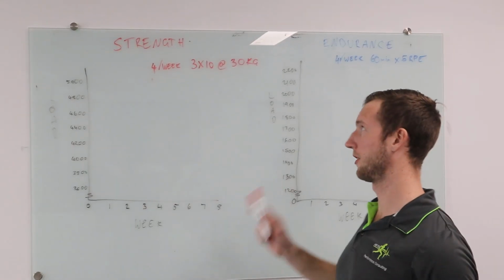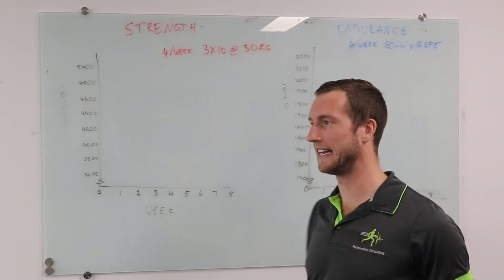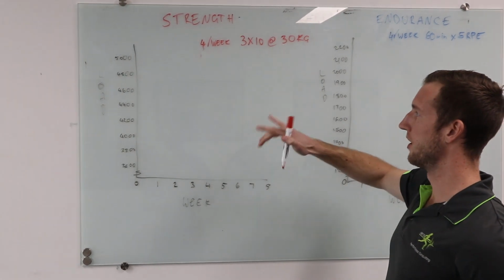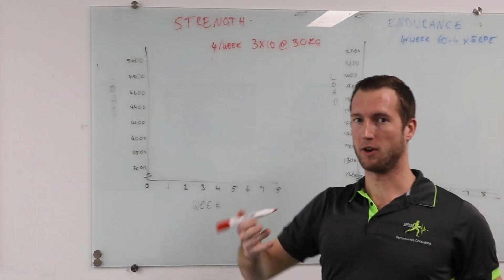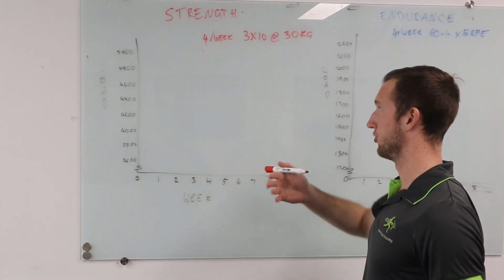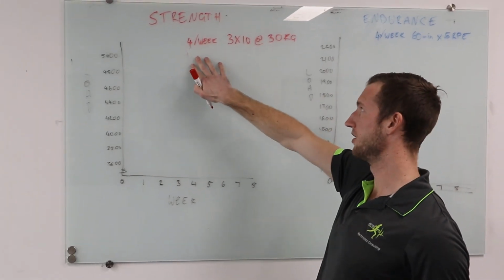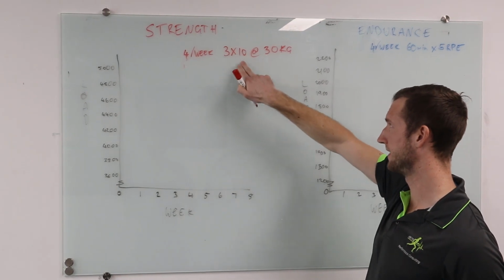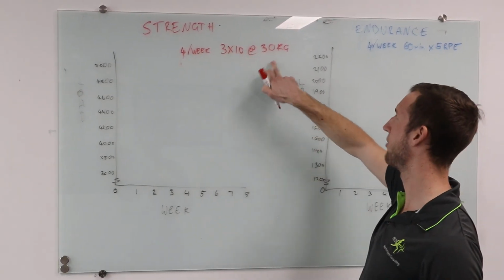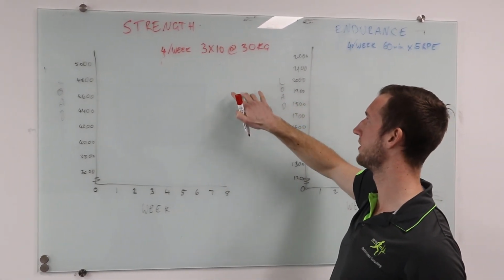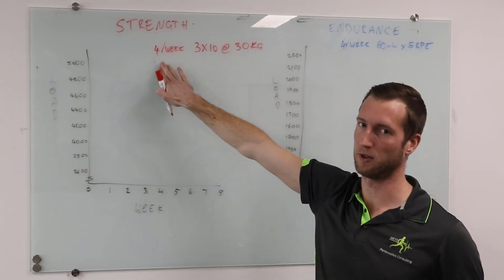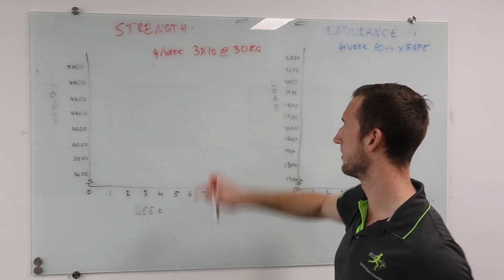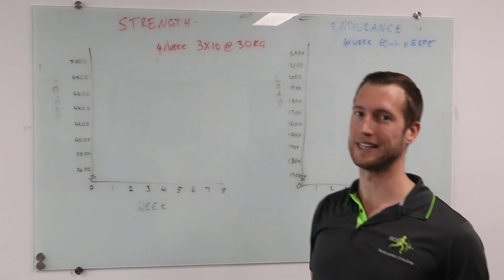All right, so let's start off with the strength program. It's a little bit more basic to understand, given that the load is a lot easier to monitor. So we know that load is frequency multiplied by intensity multiplied by duration. With strength, the example I'm going to use here is, let's say we're training 4 times per week, that's our frequency. We're doing 3 sets of 10 reps of a bench press, for example, at 30 kilograms. We know the frequency is 4, that's easy. The intensity is going to be 30 kilos, and the duration in this circumstance is the total number of times that we lift the weight.